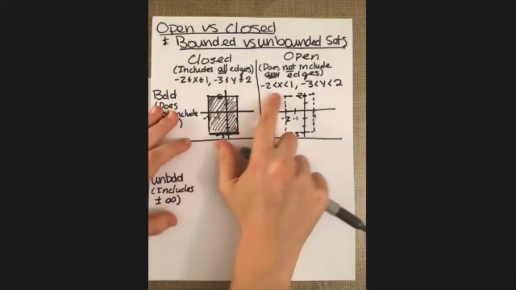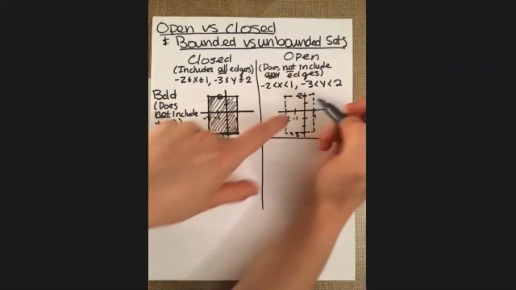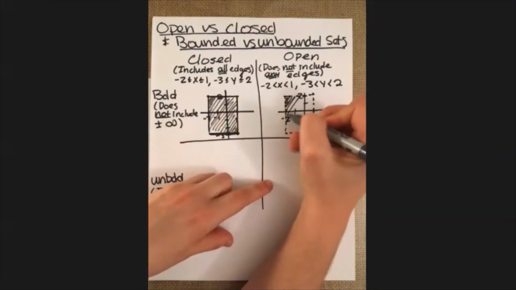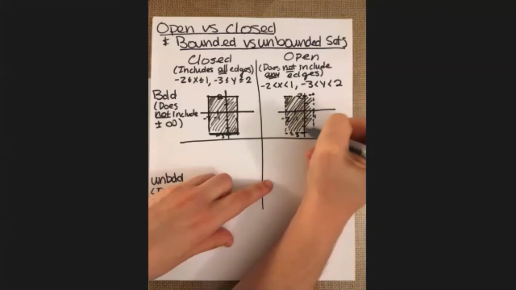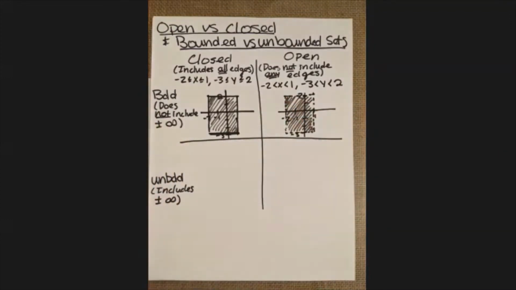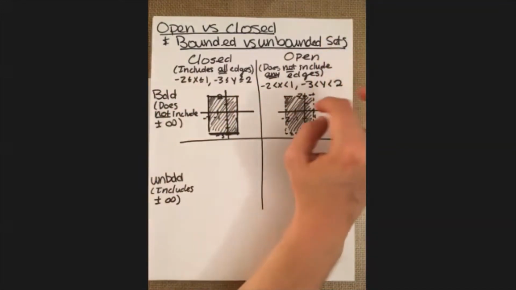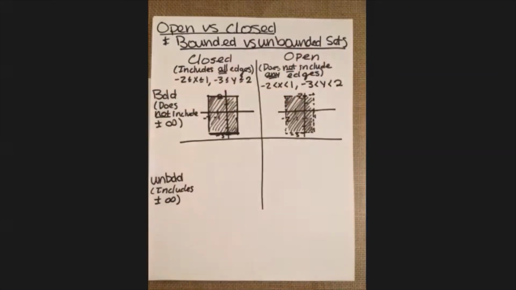However, the boundaries themselves are still the same, even if we're not including them. So we are still looking at the inside of this rectangular region here. It includes everything inside of the rectangle, but just not the edges of the rectangle. So the inside part makes it a bounded set, and not including the edges makes it open.